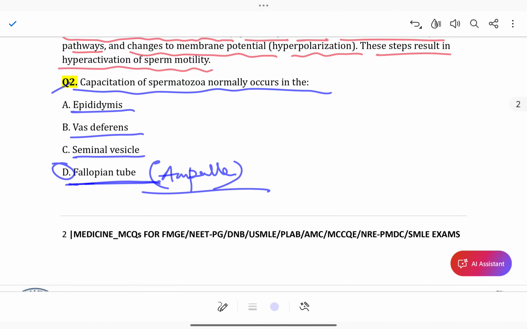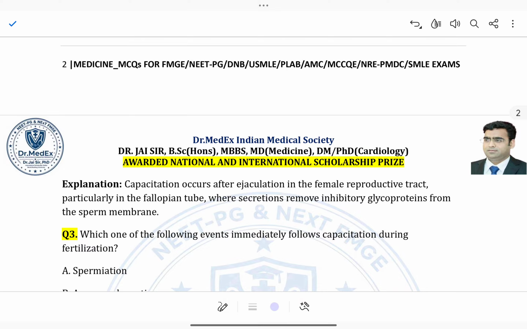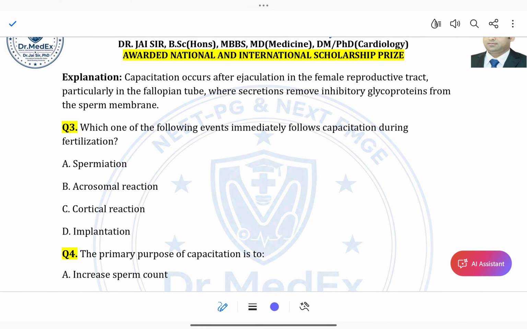Come to another question. Explanation: capacitation occurs after ejaculation in the female reproductive tract, particularly in the fallopian tube, in the ampulla, where secretions remove inhibitory glycoprotein from the sperm membrane. Come to question number 3.